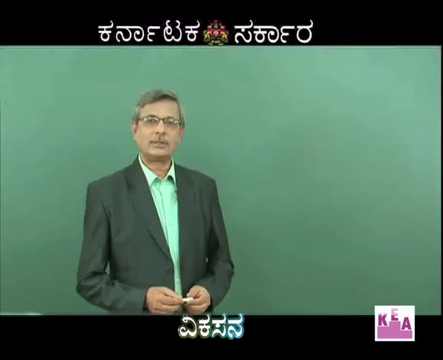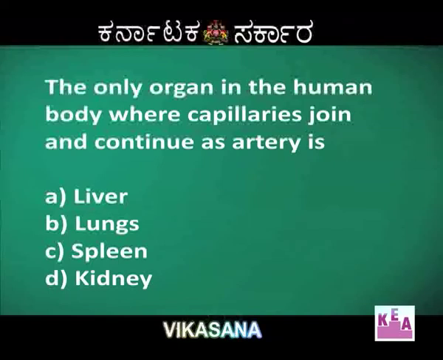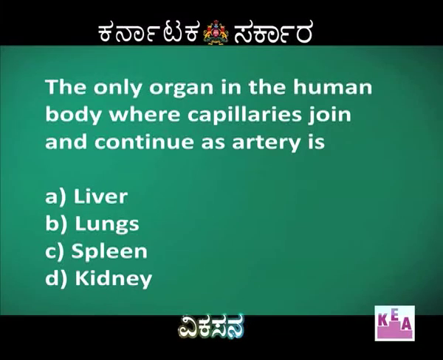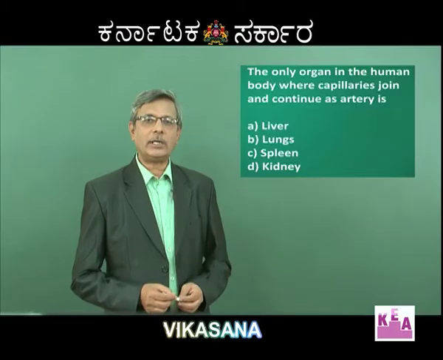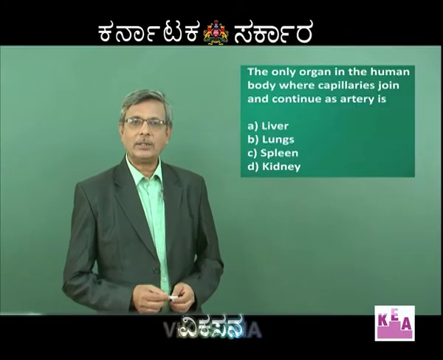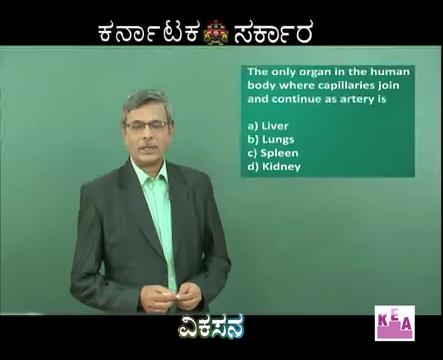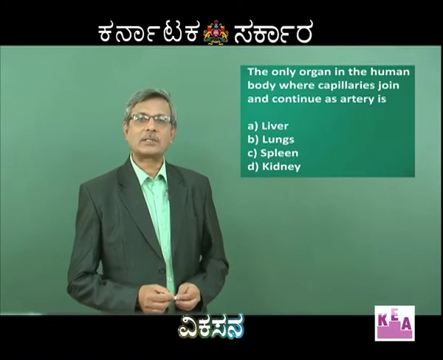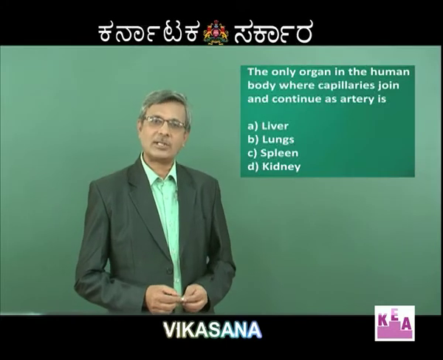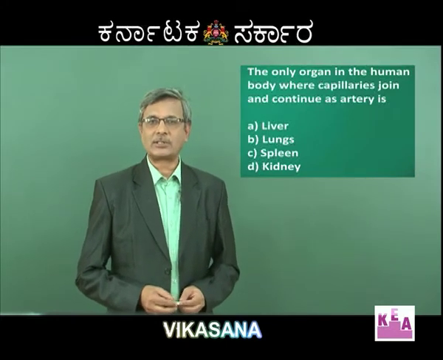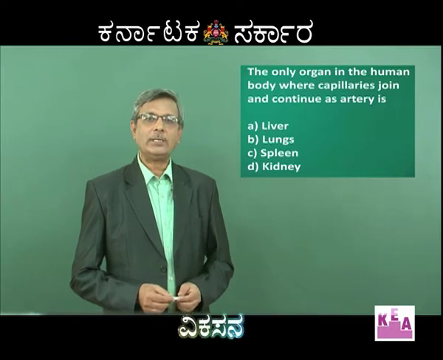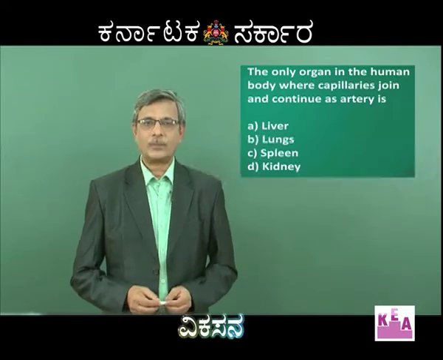The question is, the only organ in the human body where capillaries join and continue as artery is. Options include, first option liver, second lungs, third spleen, fourth kidney. We all know the arteries take the blood from the heart, they undergo capillarization. Capillaries are nothing but blood vessels which are one cell thick, and the cells happen to be endothelial cells, and it is the site where exchange of material occurs.